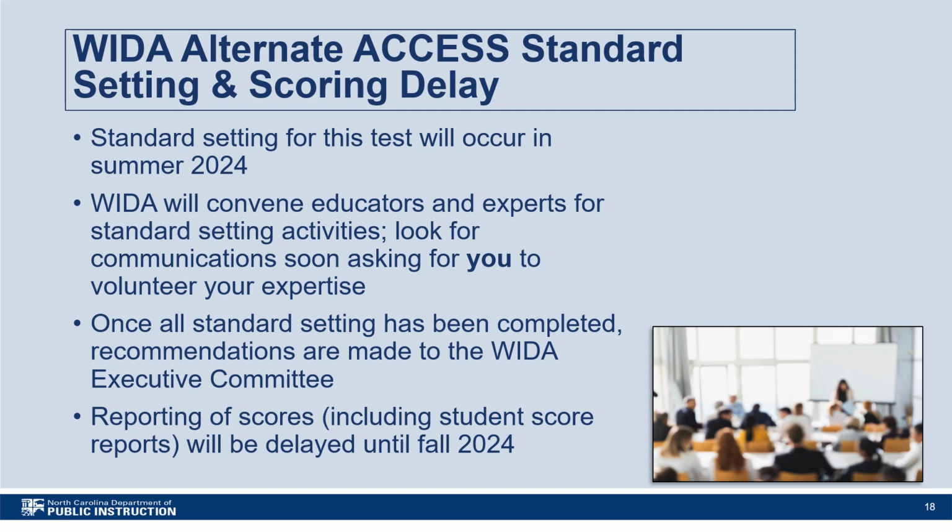Once the work is complete, the recommended standards, which are the correlating score ranges, are presented to the WIDA Executive Committee for adoption, and then scores are generated using these new standards, and score reports published and distributed to the members of the consortia. The timeline for these activities is highlighted here on the slide. Standard setting will occur in summer 2024, and the reporting of scores and the release of student score reports will occur in fall 2024.